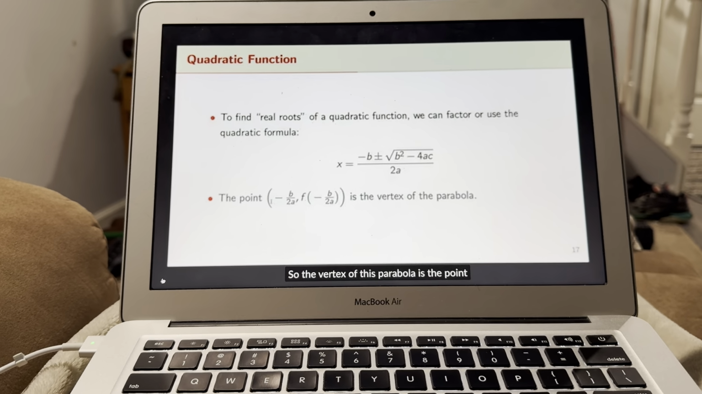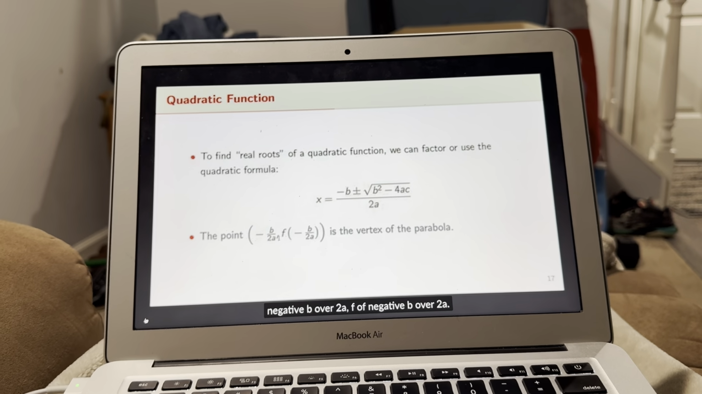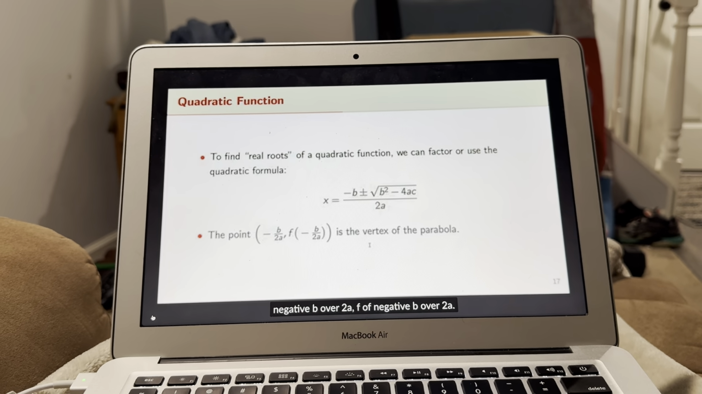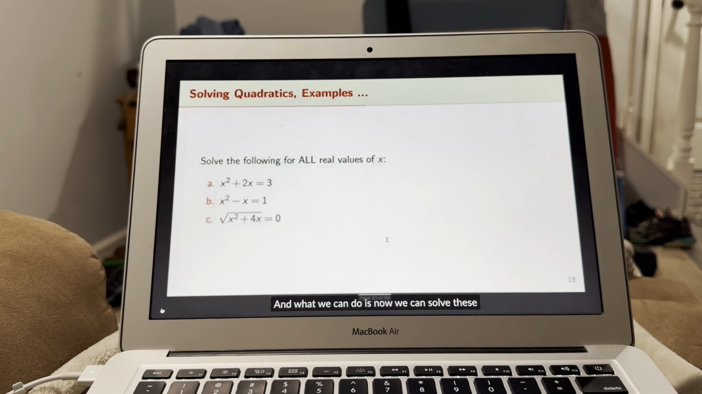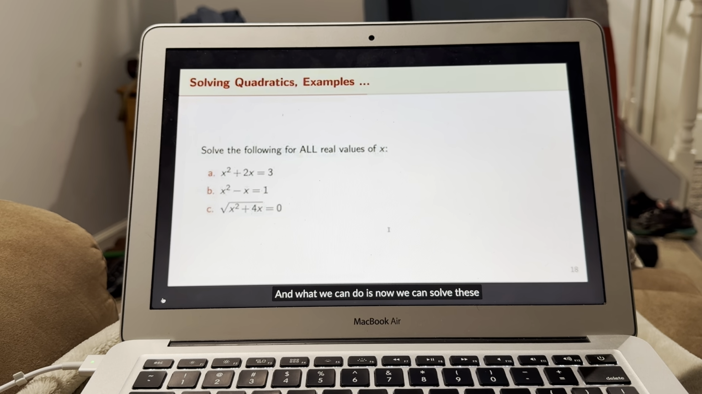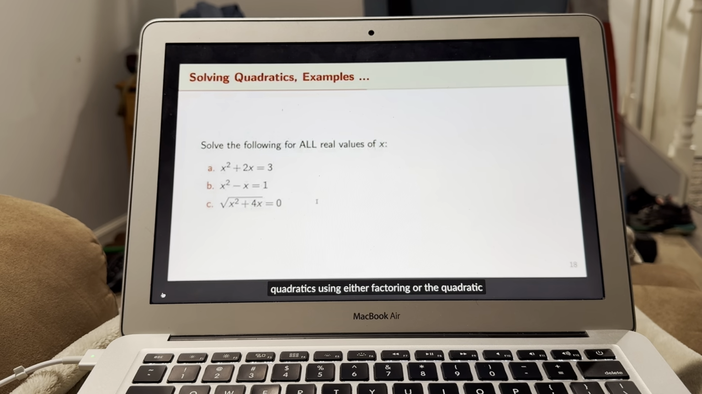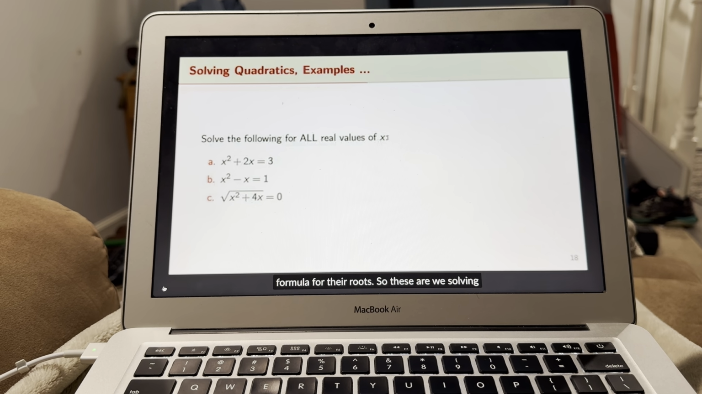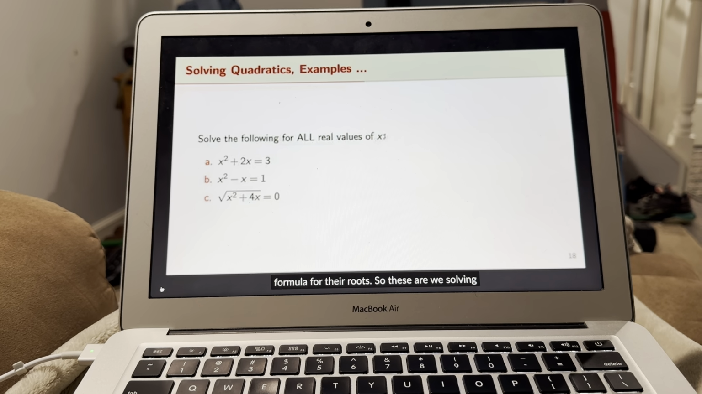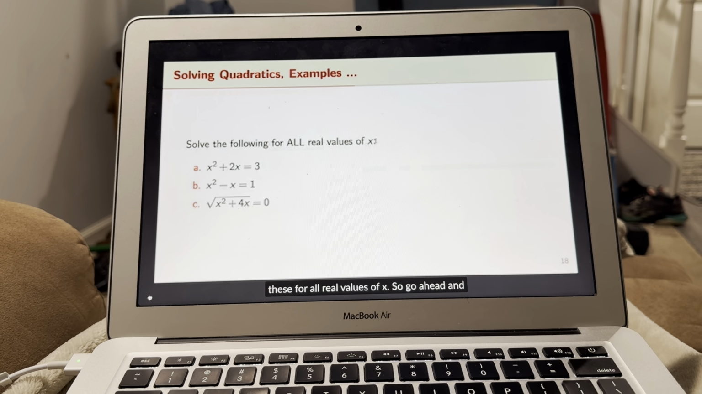So the vertex of this parabola is the point (-b/2a, f(-b/2a)). And what we can do now is solve these quadratics using either factoring or the quadratic formula for their roots. So we'll be solving these for all real values of x.